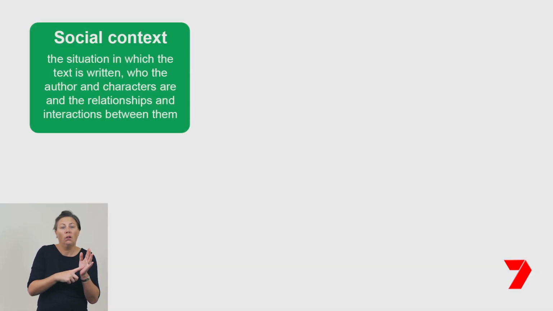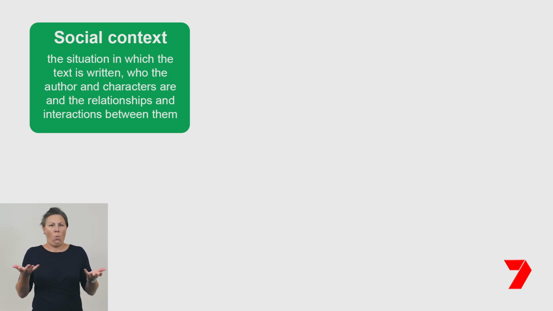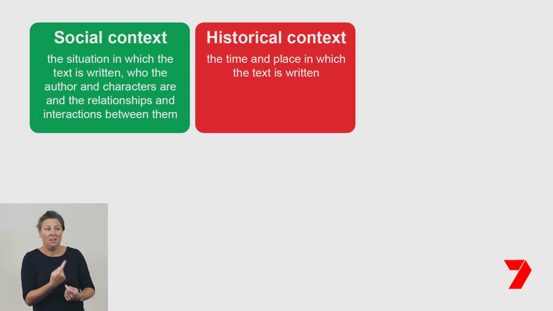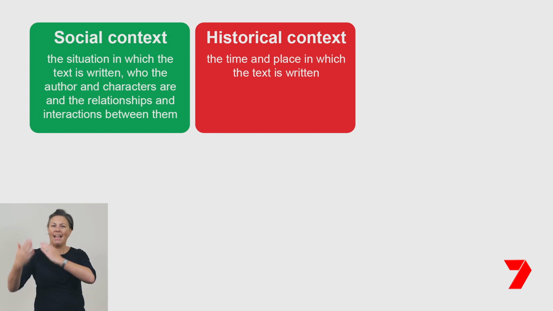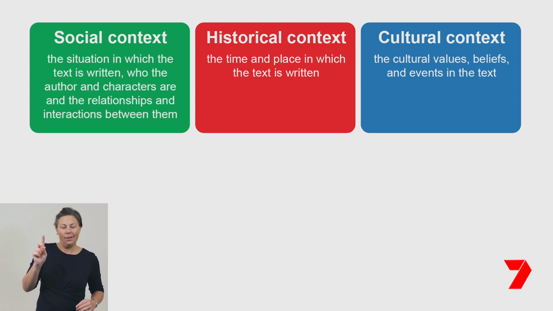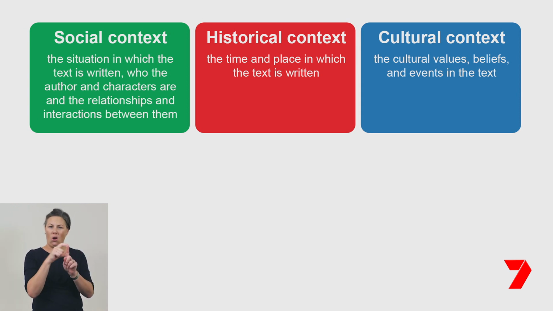The social context is the situation in which the text is written, who the author and characters are, and the relationships and interactions between them. The historical context is the time and place in which the text is written. The cultural context refers to the cultural values, beliefs, and events in the text.